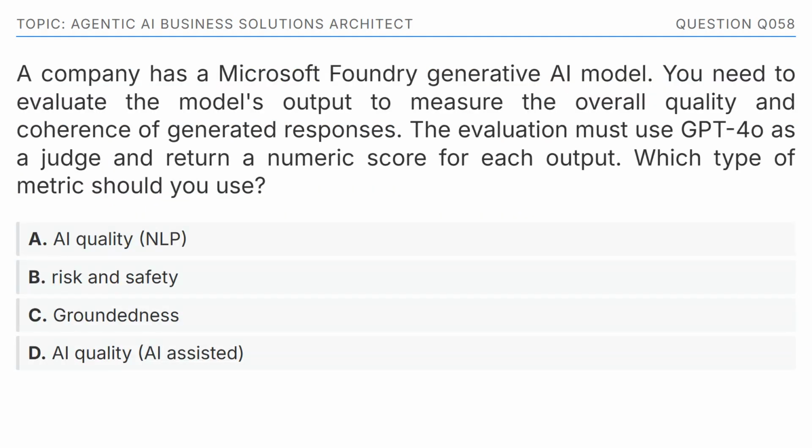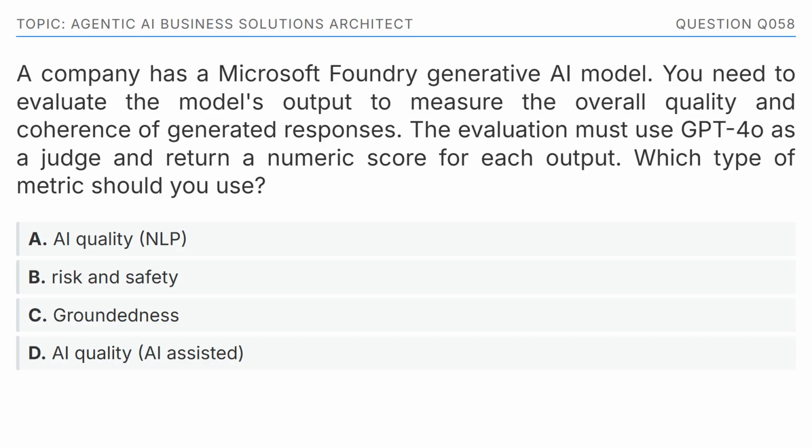A company has a Microsoft Foundry generative AI model. You need to evaluate the model's output to measure the overall quality and coherence of generated responses. The evaluation must use GPT-4o as a judge and return a numeric score for each output. Which type of metric should you use?